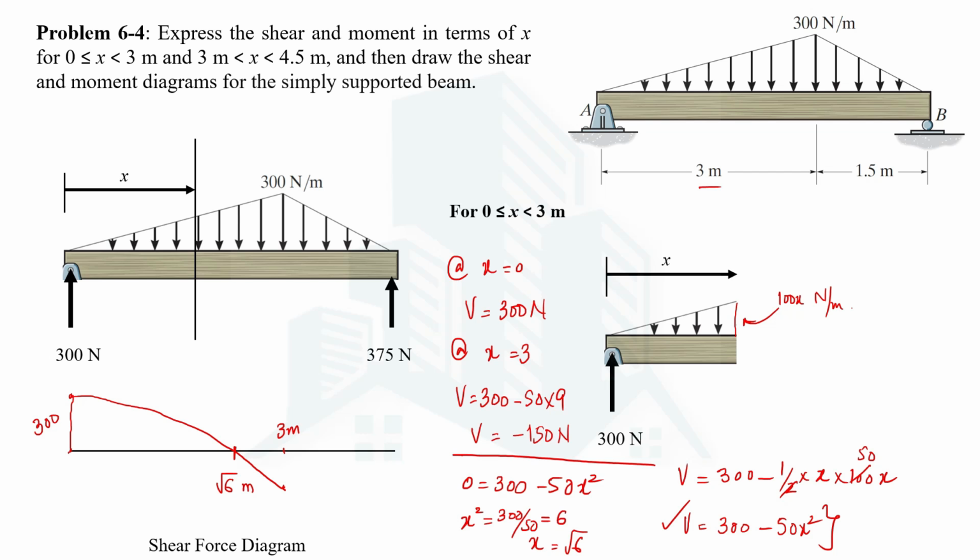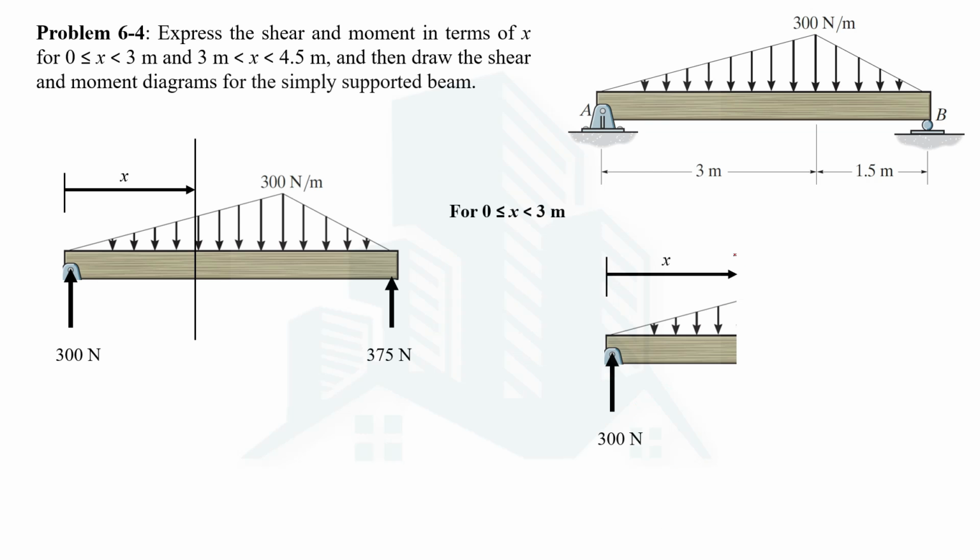Now let's move on to the equation of bending moment in the distance from 0 to 3. Since this is the point where we are determining the bending moment, the moment would be equal to, and I usually consider clockwise moments as positive. So the moment due to this 300 Newton force will be 300 multiplied by x, since we are calculating the moment at this point at x distance.